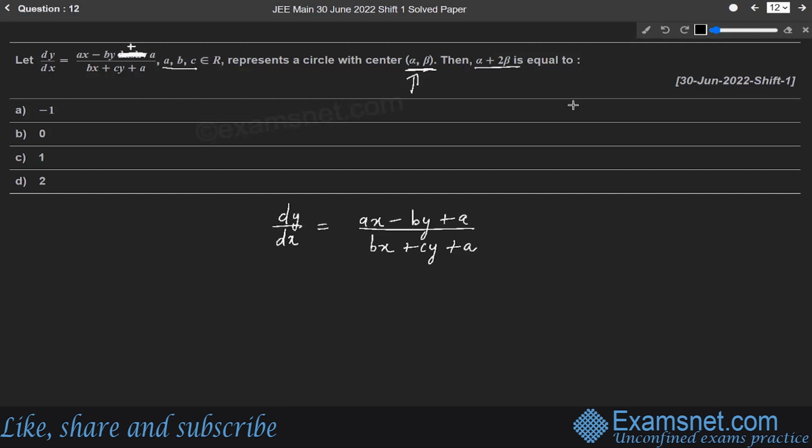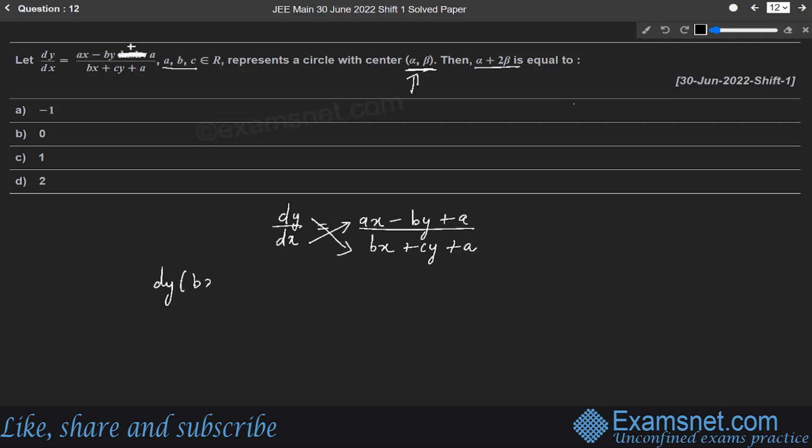Okay. So how can we find the equation of the circle? We have to use this expression. Let us cross multiply here. Cross multiply means dy will be multiplied to the denominator and dx will be multiplied to the numerator, and both the terms will be equal.